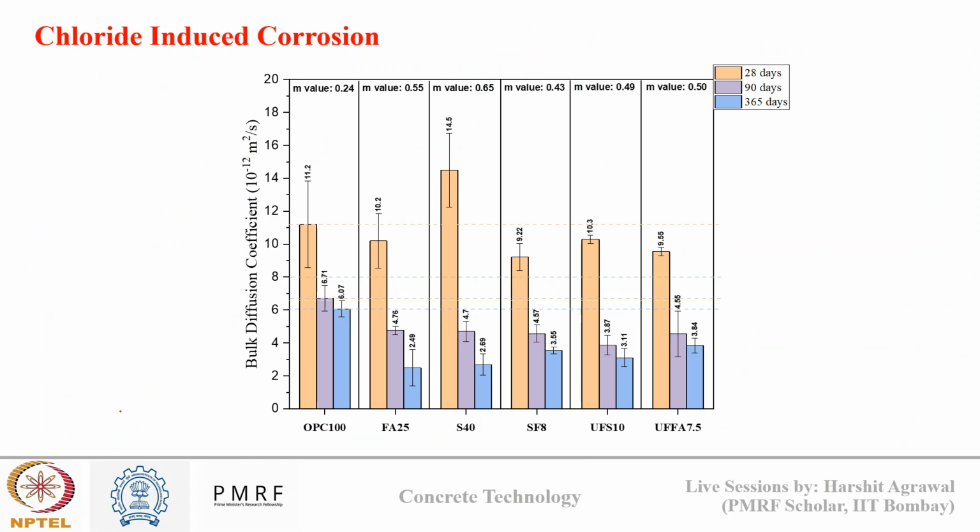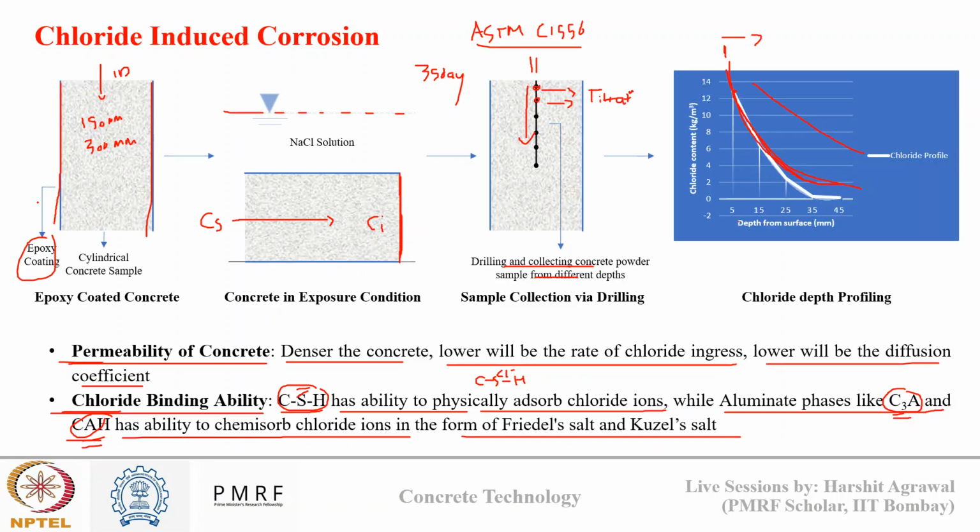Now, this figure shows some of my experimental data on different binder composition concretes and how their DCl value is found to evolve over time. We talked about different concretes, like between two different concretes. In the same concrete, if I increase the curing age, what will happen? The porosity of my concrete will reduce as it will undergo further hydration. So then also this diffusion coefficient value will decrease.